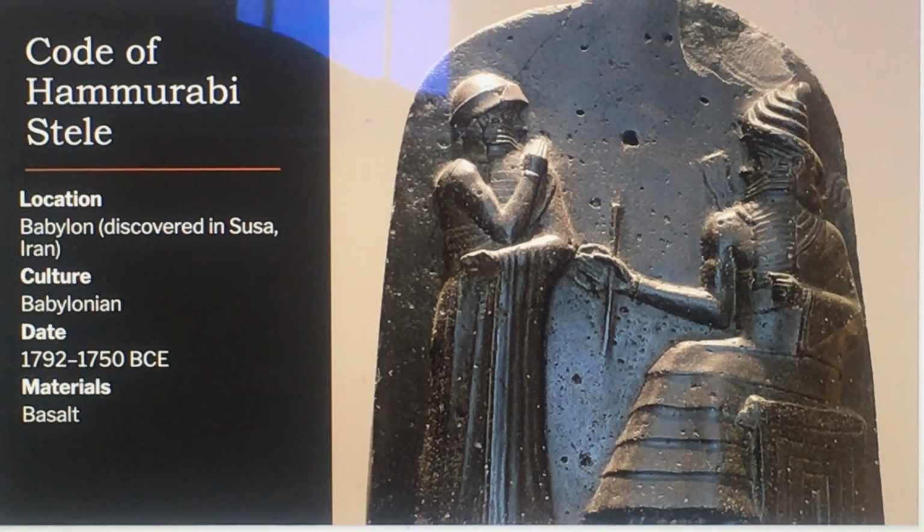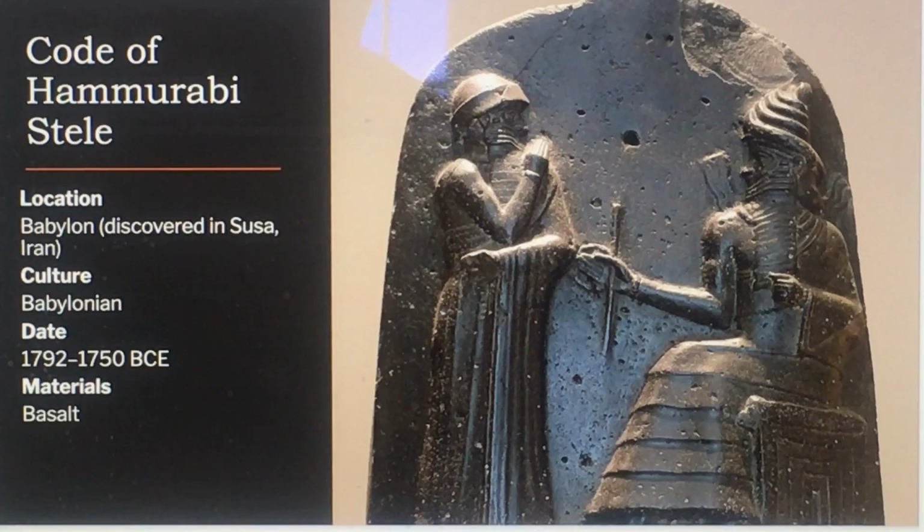So this is the Code of Hammurabi stele. And this is from Babylon. It was discovered in Susa, Iran. It's Babylonian, and it dates from 1792 to 1750 BCE. And the materials are basalt, which is a very hard rock.